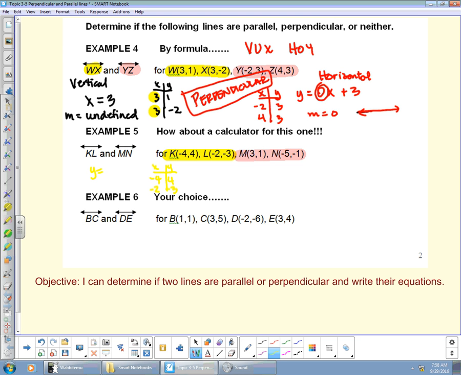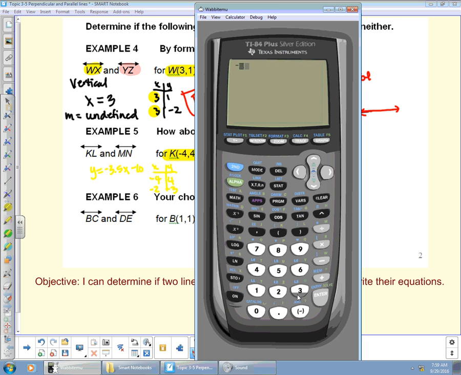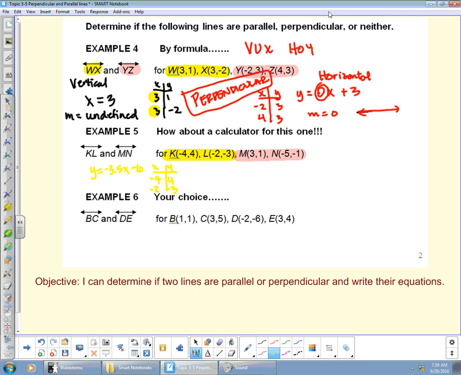So y equals -3.5x minus 10. Now, that decimal kind of bothers me a little bit. I want it to be in a fraction. And so all I'm going to do is just type in -3.5 and then math, enter, enter. And so the actual slope of that line, if I wanted to rewrite it, would be y equals -7/2 x minus 10. And so m equals -7/2. That's really all we care about, is finding the slope.